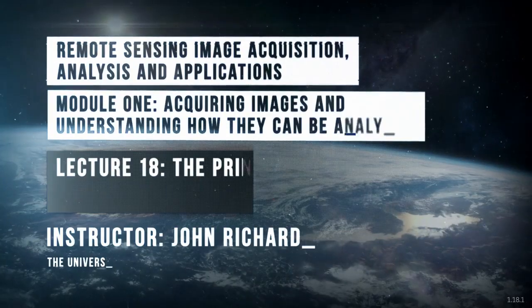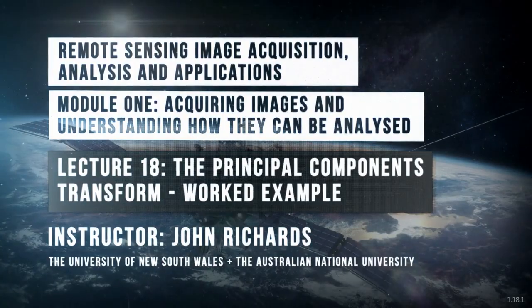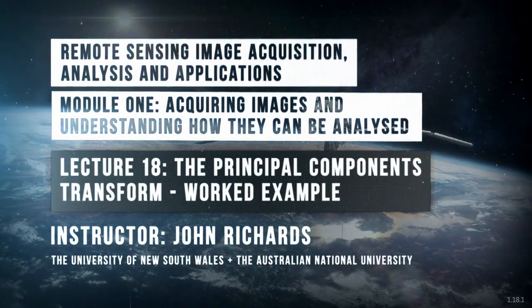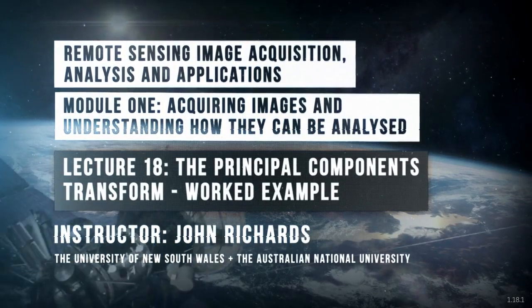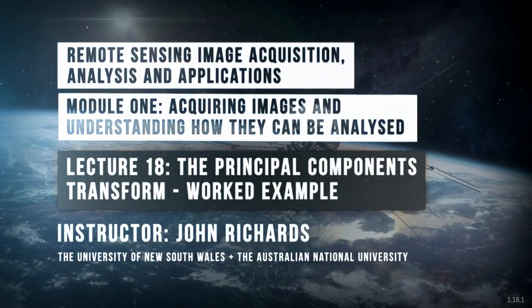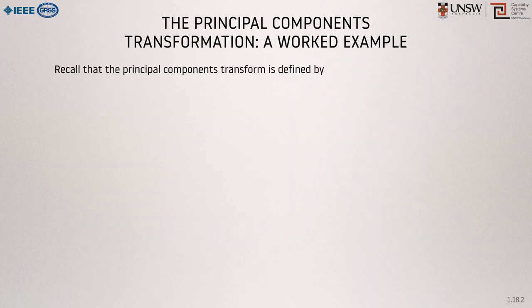In this lecture, we are going to do a set of hand calculations of a principal components transform. You will not have to do this in practice. The purpose of the exercise is to demonstrate the importance of the eigenvalues and eigenvectors of the covariance matrix and how we should interpret their specific value. We reiterate the important aspects of the principal components transformation.